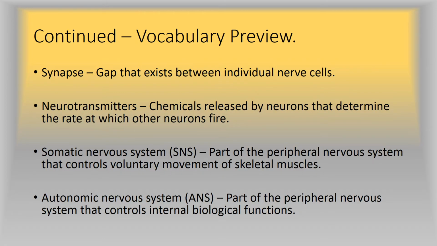More vocab here. The synapse is the gap that exists between individual nerve cells. Neurotransmitters are chemicals released by neurons that determine the rate at which other neurons fire. The somatic nervous system, or SNS, is part of the peripheral nervous system that controls voluntary movement of skeletal muscles. And the autonomic nervous system, or the ANS, is part of the peripheral nervous system as well that controls internal biological functions.